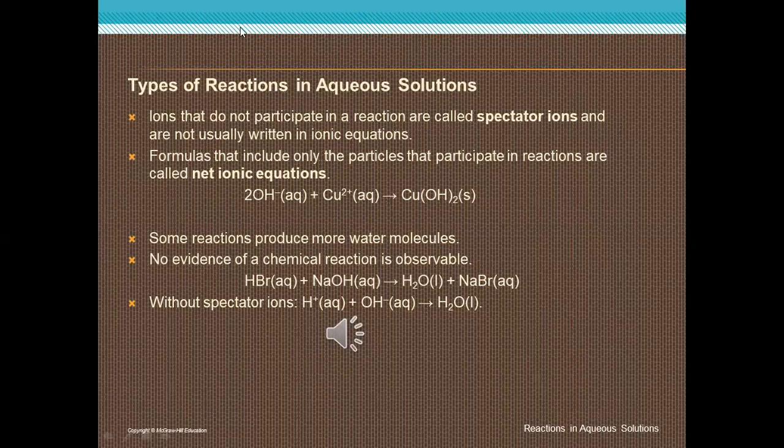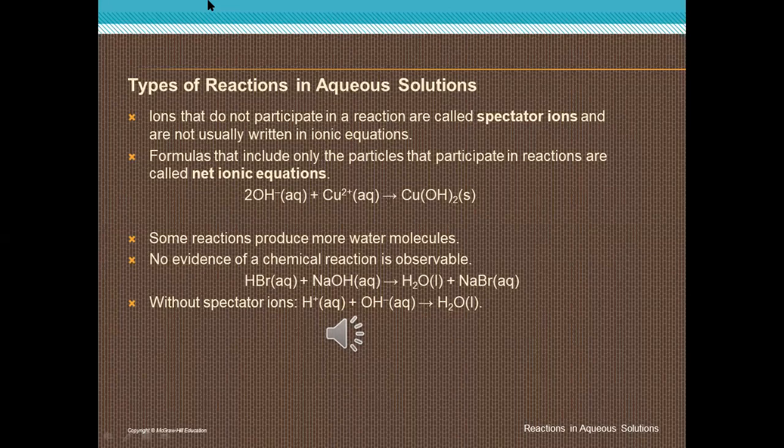So types of reaction, as I said, ions that don't participate in a reaction are called spectator ions and are not usually written in ionic equation. A formula that includes only the particles that participate in a reaction is called the net ionic equation. So we have spectator ions, not usually written in ionic equation, and net ionic equation.